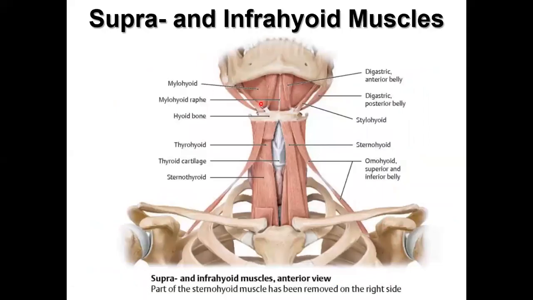So we've already talked about our suprahyoid muscles. Let's talk about our infrahyoid muscles one more time because this is a good picture for them. Here's omohyoid, superior and inferior bellies. Here's sternohyoid, connecting the hyoid bone to the sternum. Here is thyrohyoid, connected to the thyroid cartilage and the hyoid bone, and sternothyroid, connected to the thyroid cartilage and the sternum. A lot of these, the name is telling you the information that you need.